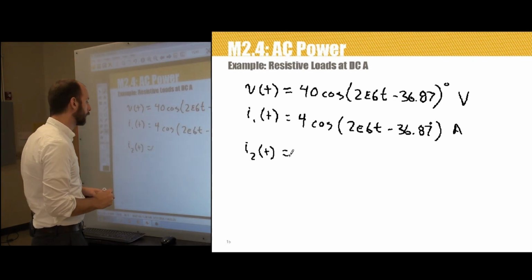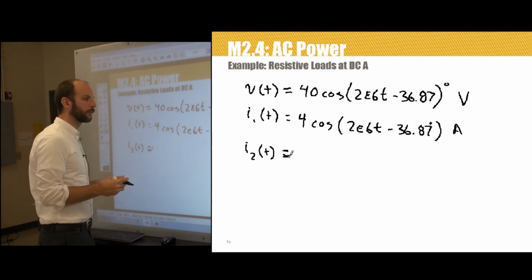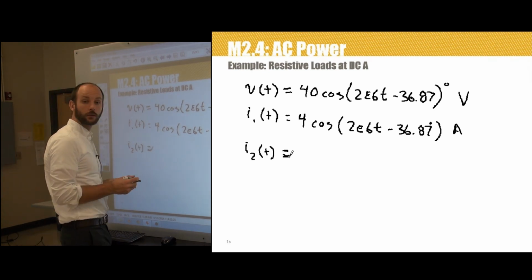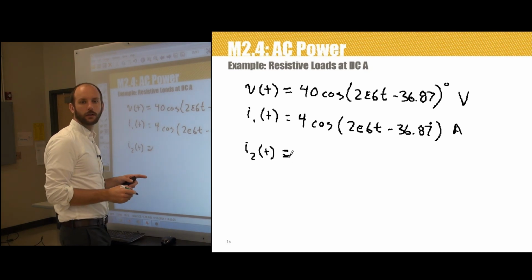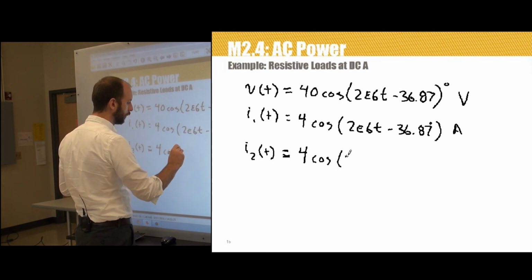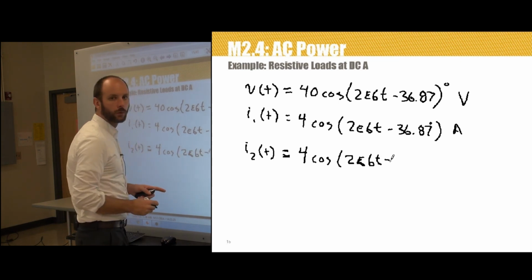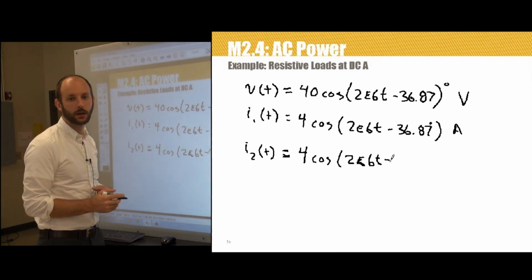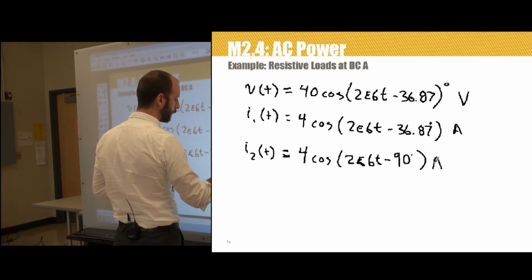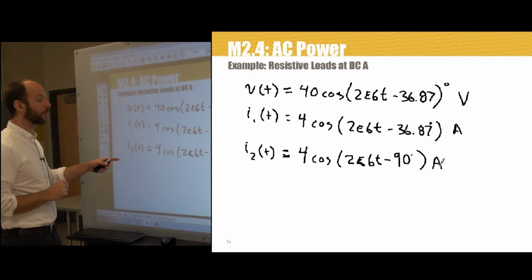The next branch had an inductor and a capacitor. No, it didn't. It had a resistor and an inductor. So we know that there's going to be some phase shift between the voltage and current based on the relative size of the impedance and resistance. In this case, it is 4 cosine, so same amplitude, 2e to the 6th t. What was the phase shift here? It was minus 90 degrees, amps. So 90 degrees out of phase with the source current.